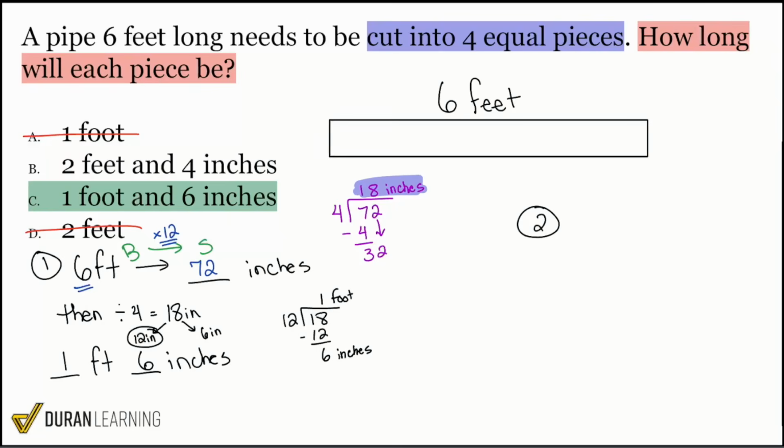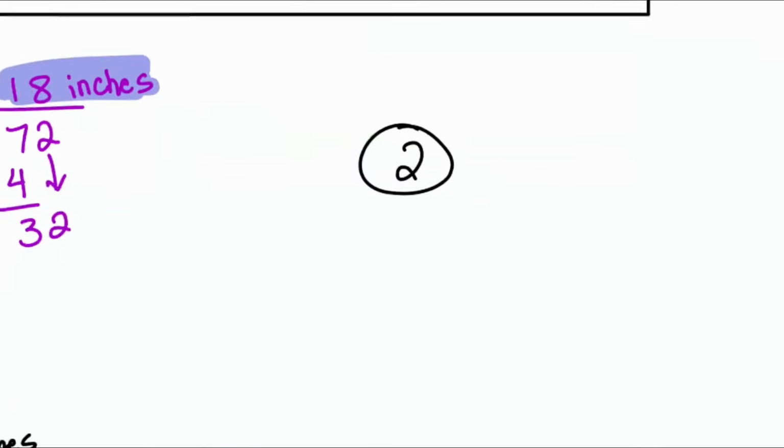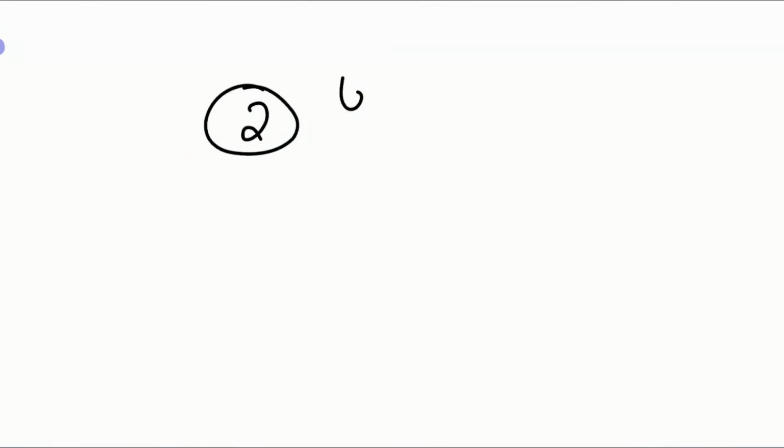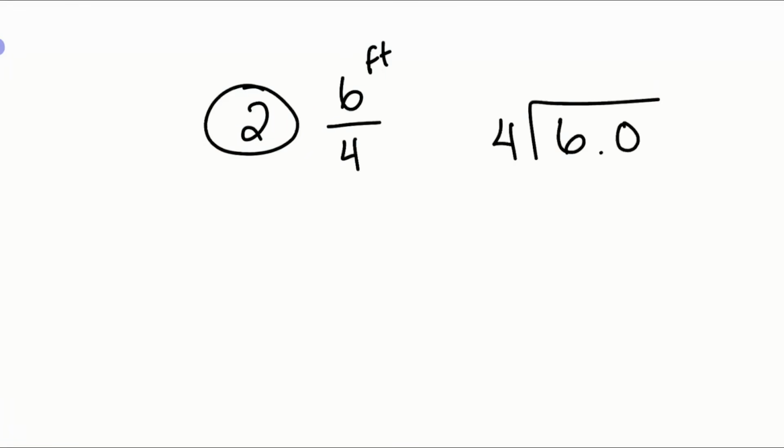Now, let me go ahead and explore something curious here. Let's suppose that I just go ahead and say, let's just divide the 6 feet by 4. A pipe that's 6 feet long, 4 equal pieces. Let's just divide. So 6 feet divided by 4. Let's go ahead and do it. And I know it's going to be a decimal, so I'm going to include just 2 of these zeros just in case. So 4 goes into 6 exactly 1 time.